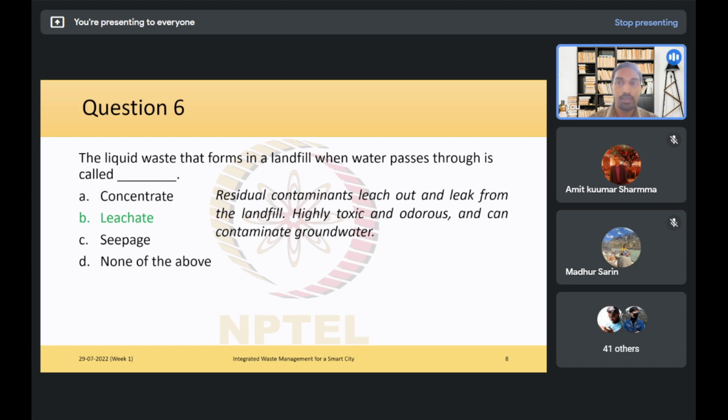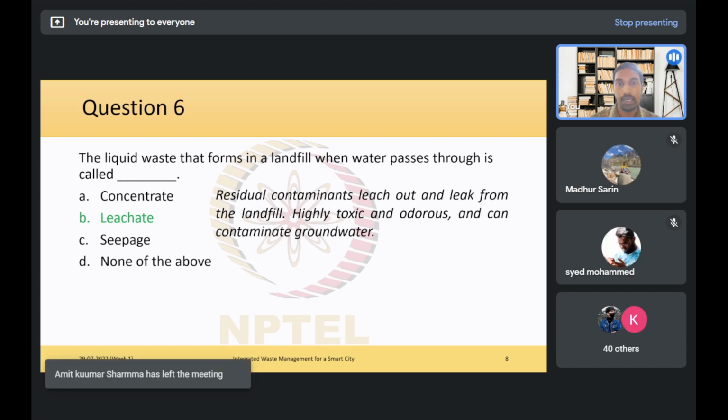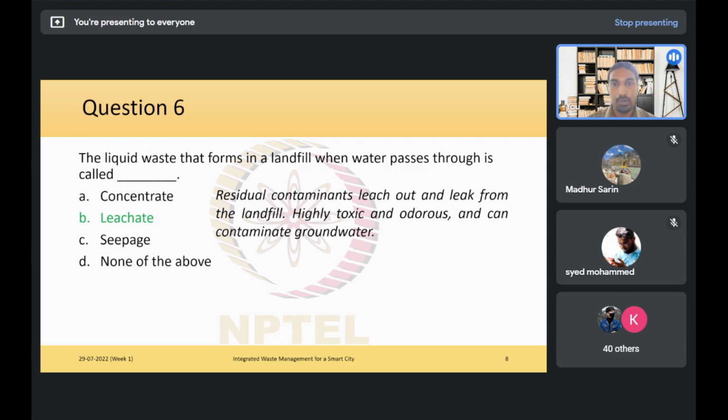And the problem with that is that it is highly toxic because it is carrying these contaminants, and also it is highly odorous. So that is not a pleasant thing to have, right? These are the issues that we have with leachate. Moreover, it can also seep into the groundwater and contaminate it. The longer we do not deal with it, it is ultimately going to reach the groundwater below these landfill sites and contaminate it. In some cases it can affect the surface water as well. That is the correct answer, option B, leachate.